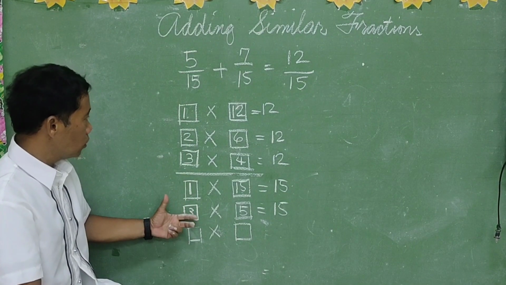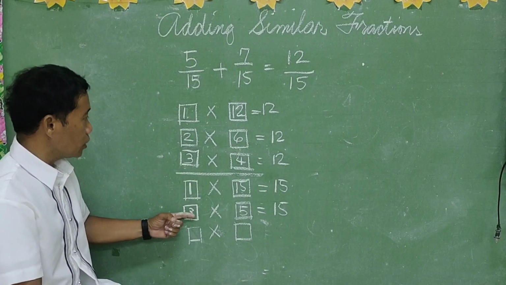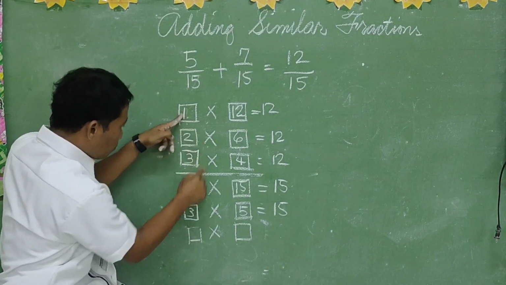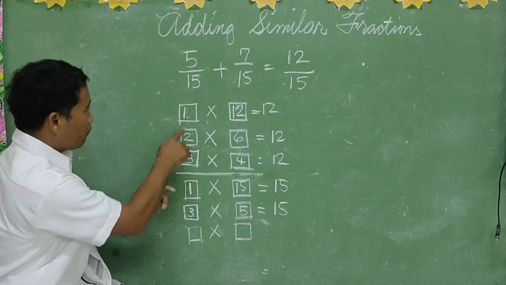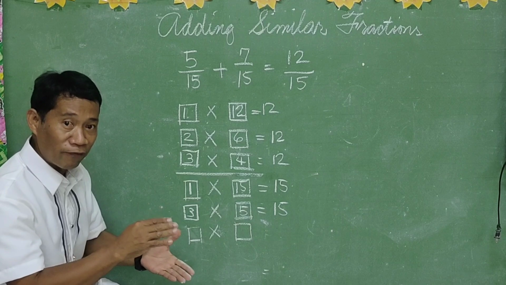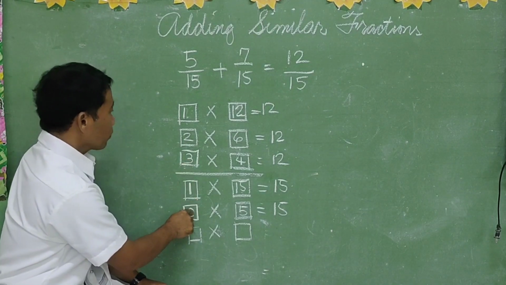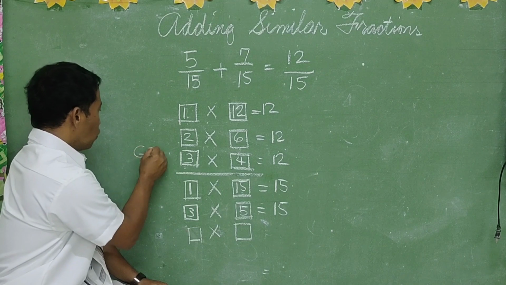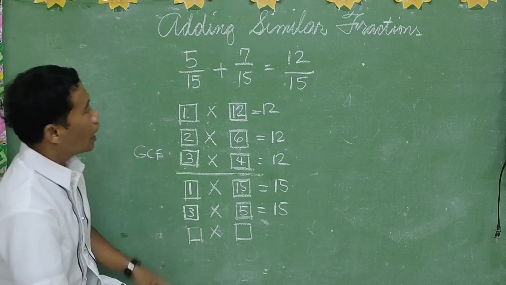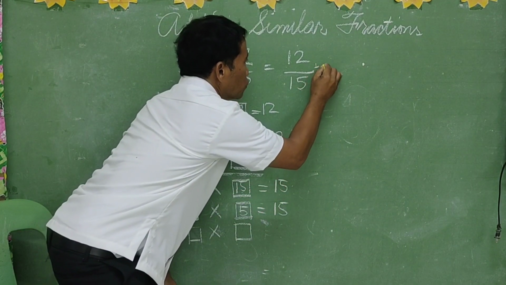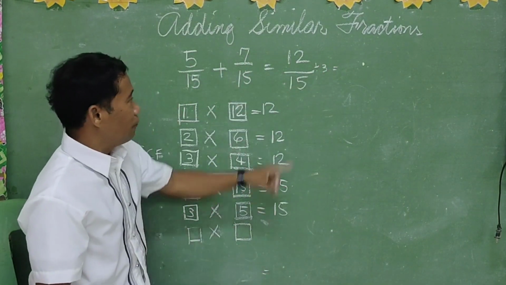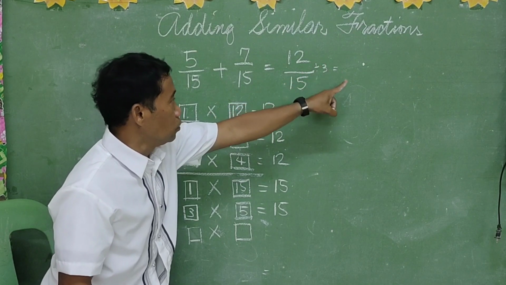Hahanapin natin dito kung saan ba yung greatest common factor. Itong dalawang ito, magkakapareho, pero the value is 1. Itong dalawang ito ay magkakapareho din pero malaki yung value. So you are going to use this one as your greatest common factor. Ano ba yung gamit dyan? Yung gamit dyan ay gagawin mong divisor dito. 12 divided by 3 is equal to 4. 15 divided by 3 is equal to 5.